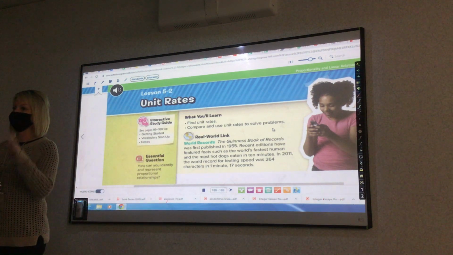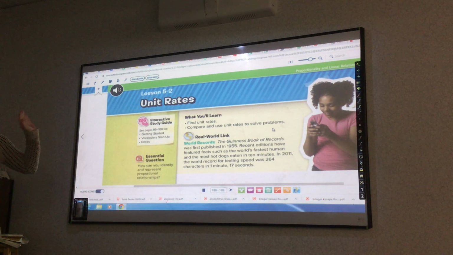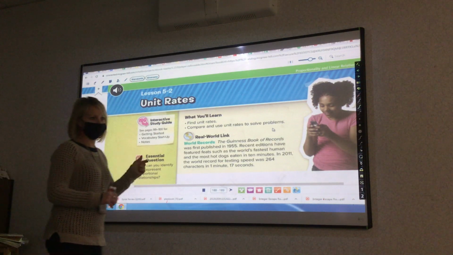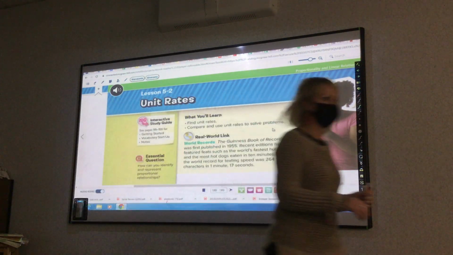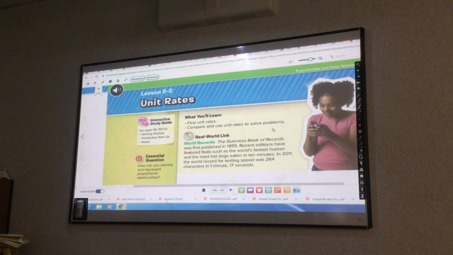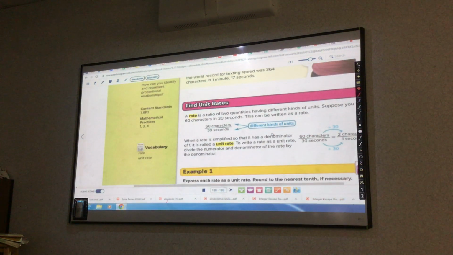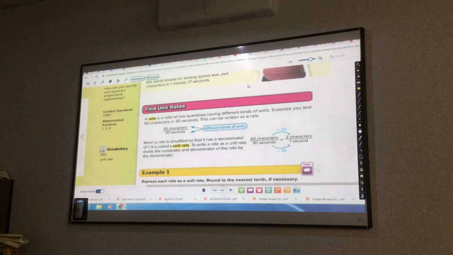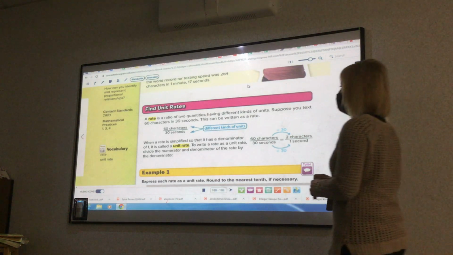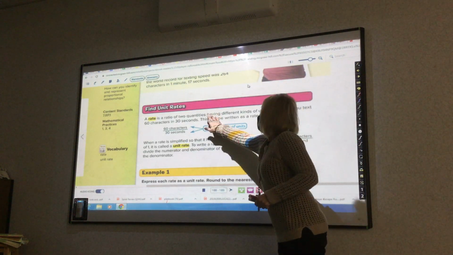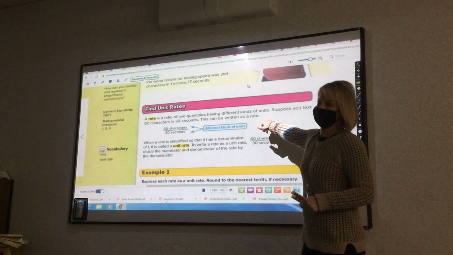Ratios about unit rate. So you know from yesterday's lesson that to write a rate, it must be a fraction. Okay? So today we're going to take the rate and make it a unit rate. A rate is a ratio, and what do we write a ratio as? A what? Okay, so a rate is a ratio of two quantities having different kinds of units.